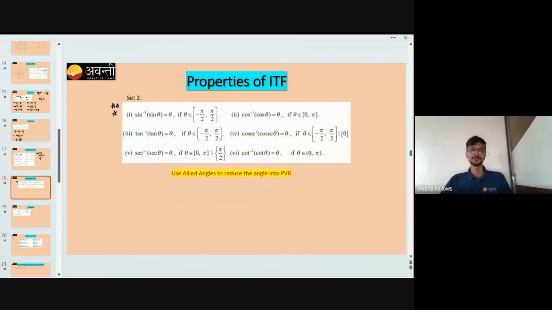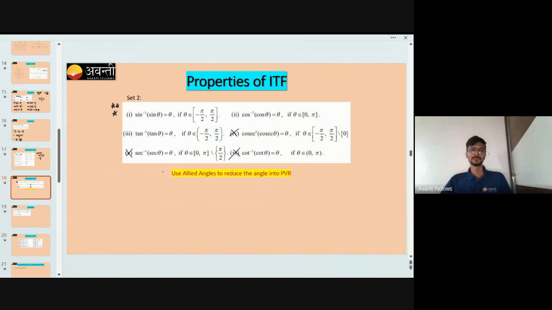And the same is valid for all the other trigonometric ratios. Cos inverse of cos theta is theta, if theta belongs to PVR. Cos inverse PVR is 0 to pi, which is the first and second quadrant. Tan inverse of tan, cosec inverse of cosec, sec inverse, cot inverse. After doing set 1, we do not have to go through these, because we very well know how to convert cosec inverse, sec inverse, and cot inverse into sine inverse, cos inverse, and tan inverse by set 1. So I hope you are very familiar with this.